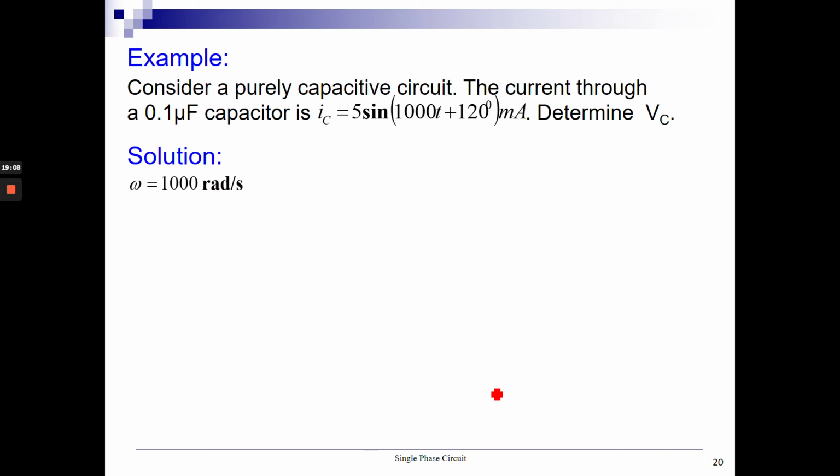Okay, so let's try this example. Same steps as for the inductive load, where you have to identify your omega value and then your Im. So this is your Im.